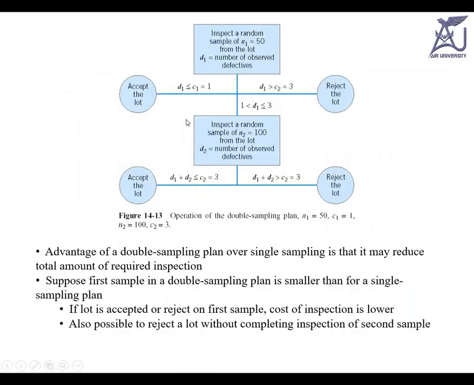Coming to this chart, I think this should be a very important chart, and it should be understood in your book. This gives you a very fair idea about how to go for a double sampling plan. For example, I start the inspection on a random sample with N equal to 50 from the lot, and I observe the number of defectives. I will compare with C1, as per the acceptance sampling plan. But right now I am following the double sampling plan, so in a double sampling plan, C1 is mentioned and C2 is also mentioned.